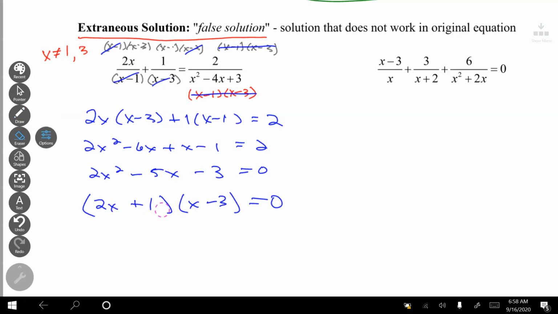2x times x is 2x squared. 1 times negative 3 is negative 3. Those are good. These guys on the outside make minus 6x. These guys on the inside make positive 1x. Minus 6x plus 1x is my negative 5x.